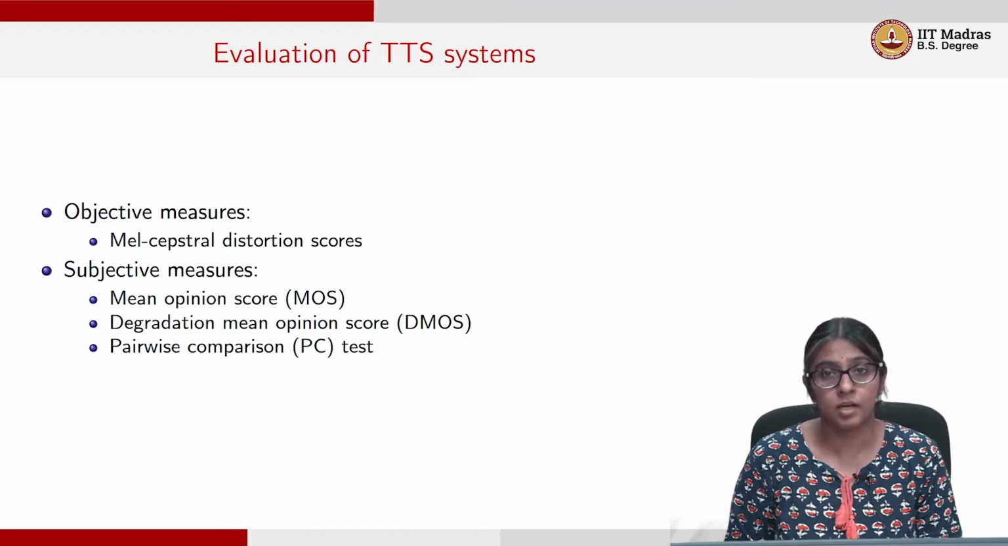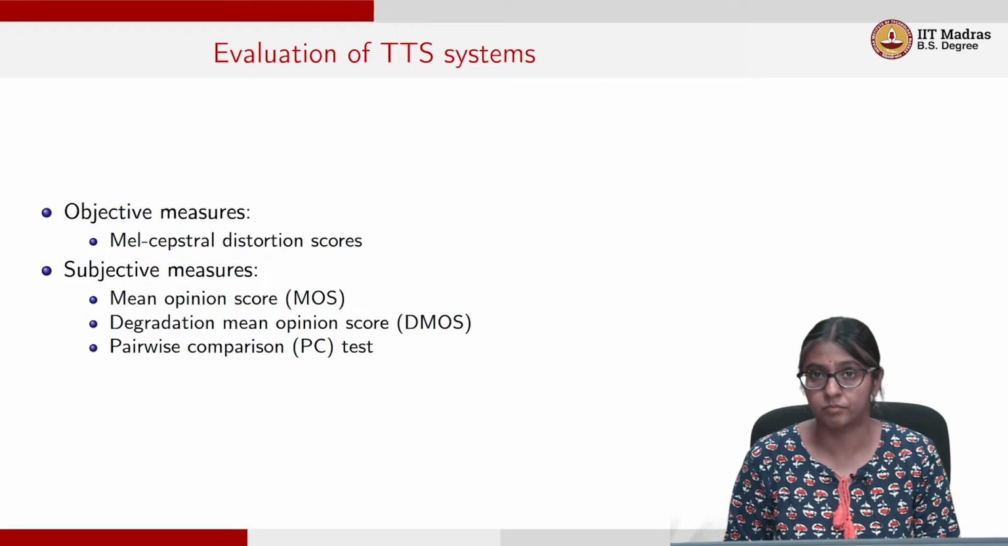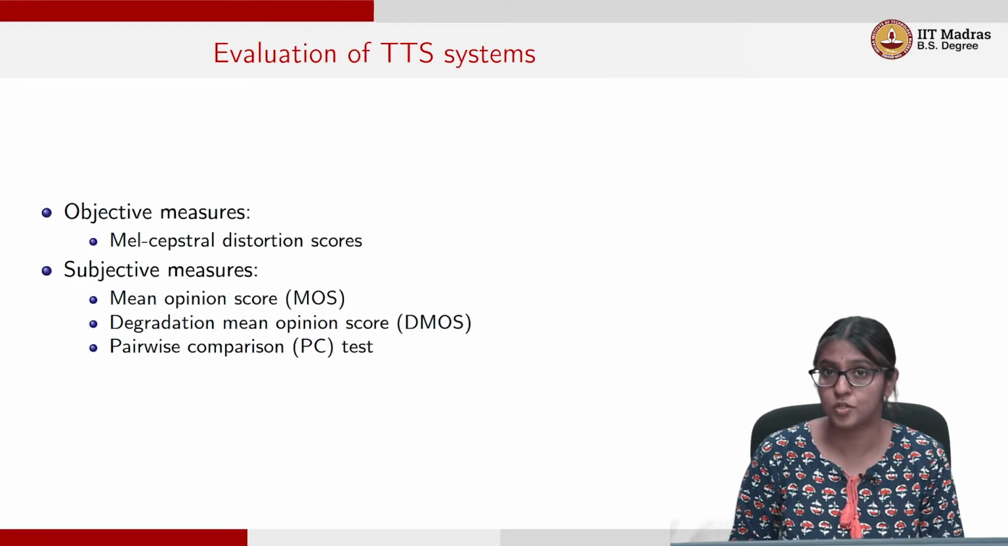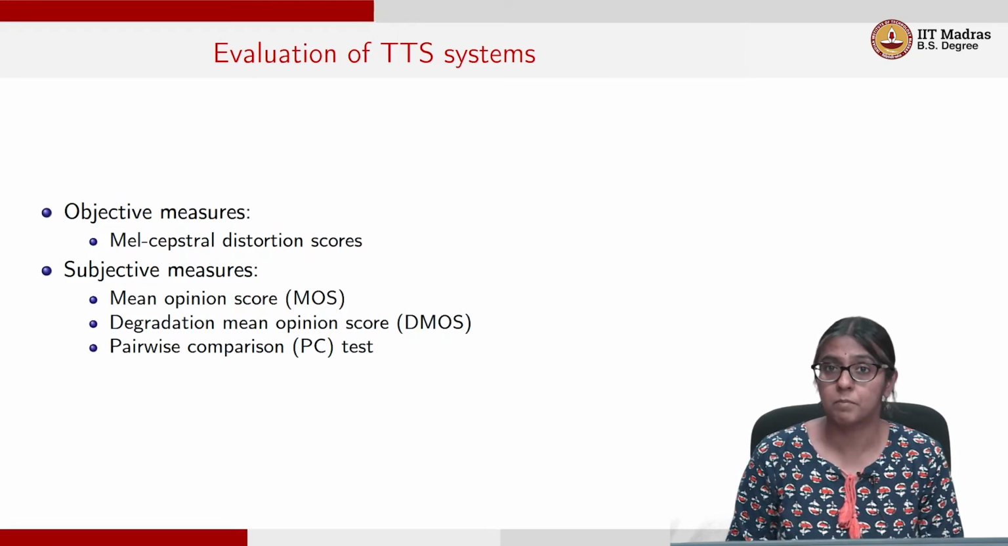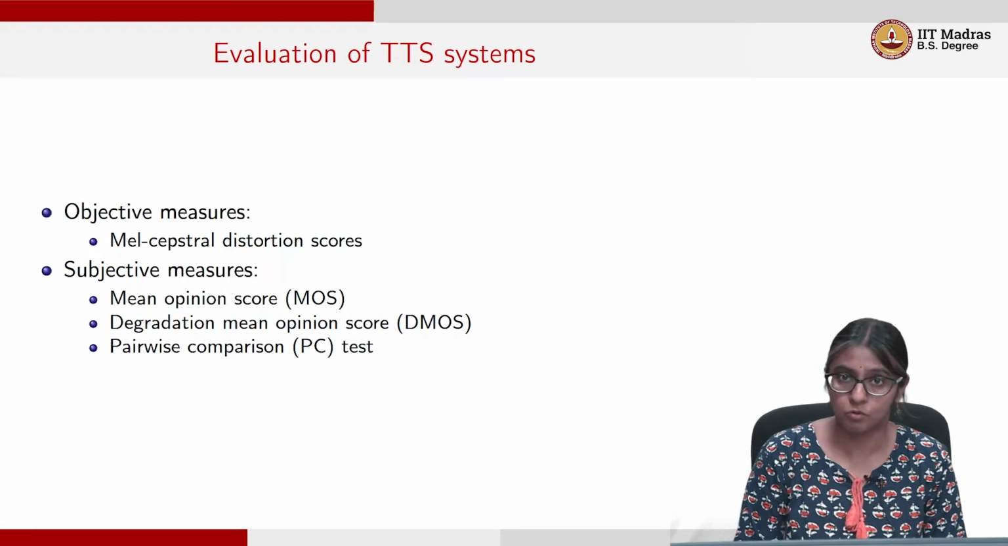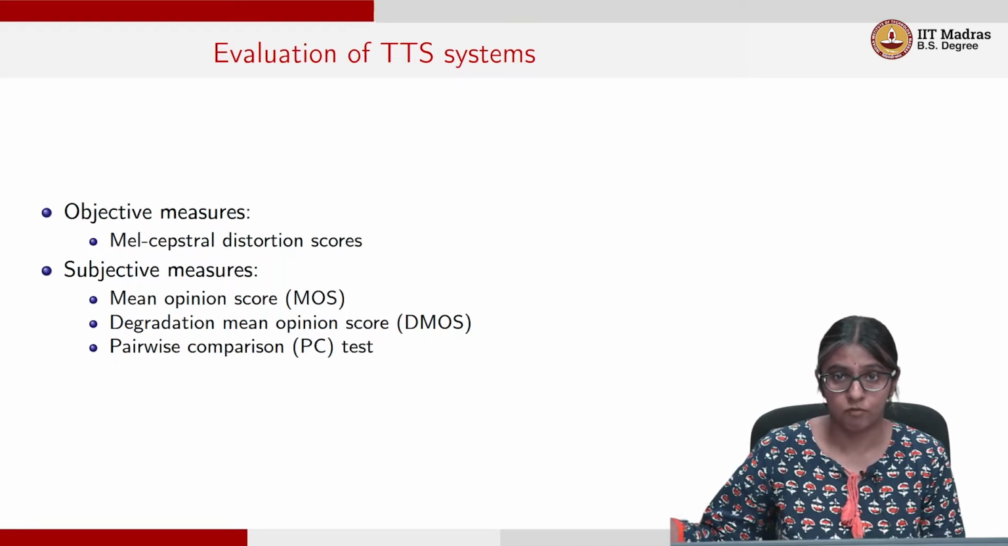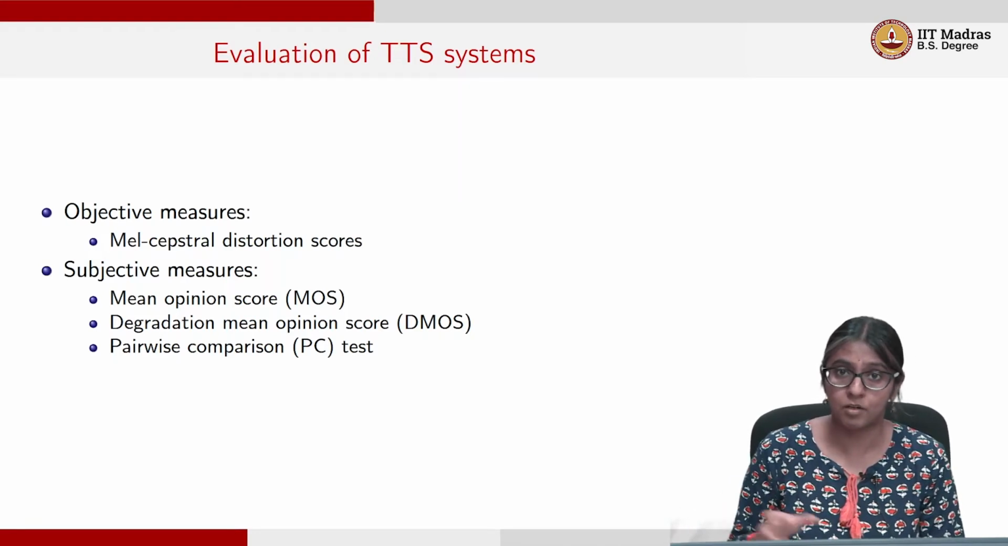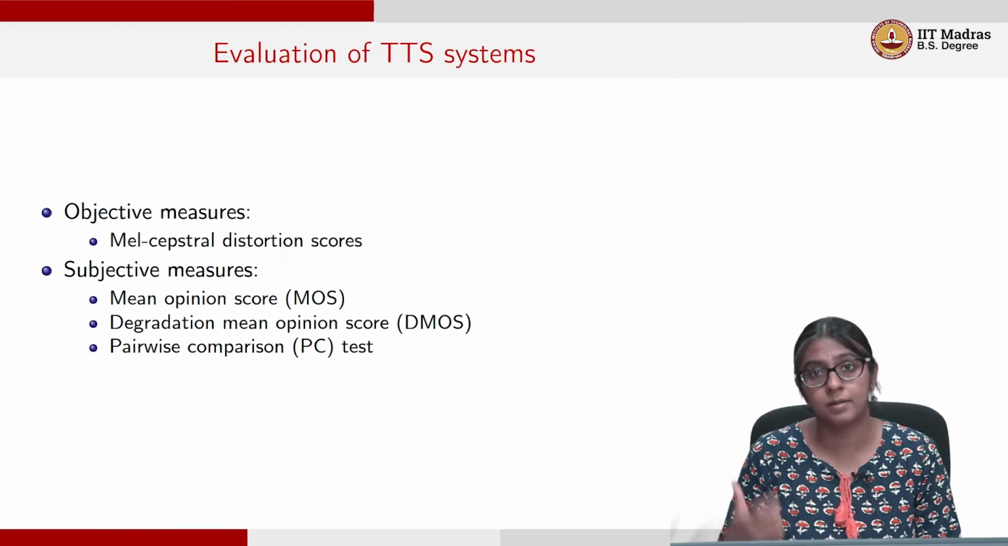So you have majorly two types of measures, objective and subjective. Objective measures are in comparison with the ground truth. So you have the ground truth wave file, and then for the same ground truth wave file, you have the text, you pass it to the system, you get the synthesized wave file, and compare them.